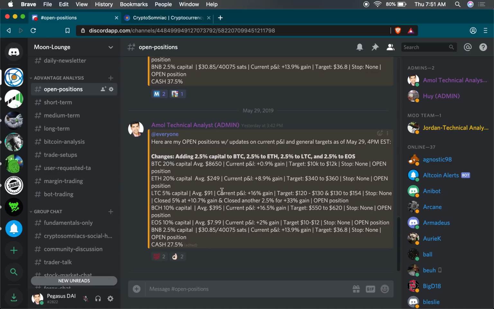Like I took profits on LTC. You can see I closed 5% at one, or I think this was $100. Closed another 2.5% of the capital at 120. I'm pretty sure I closed this one right here. So understanding how to do all these things takes time.